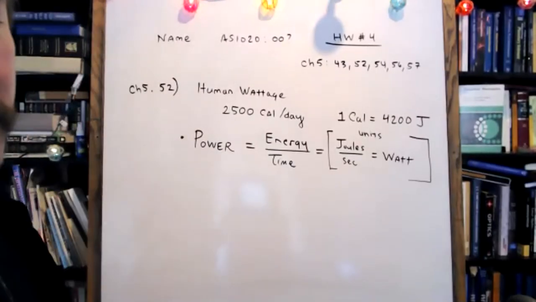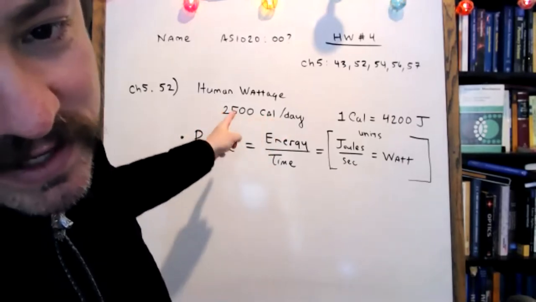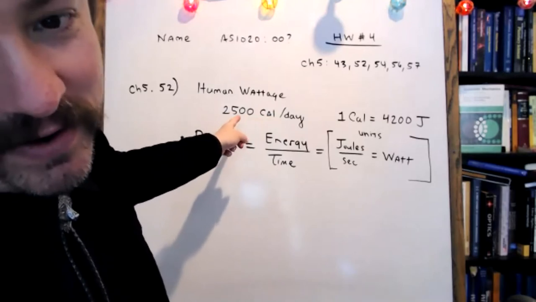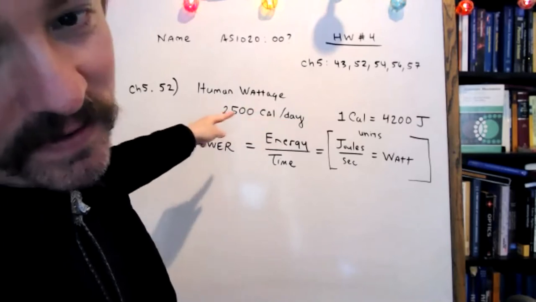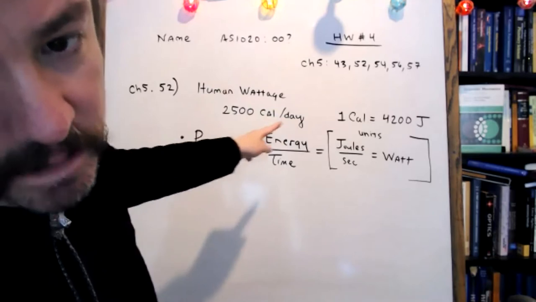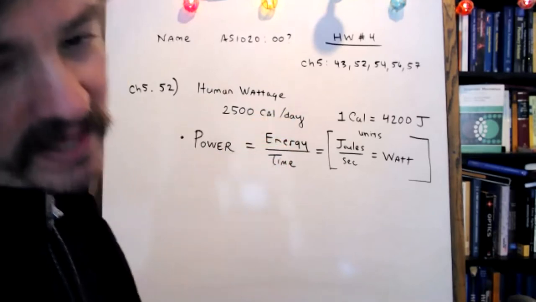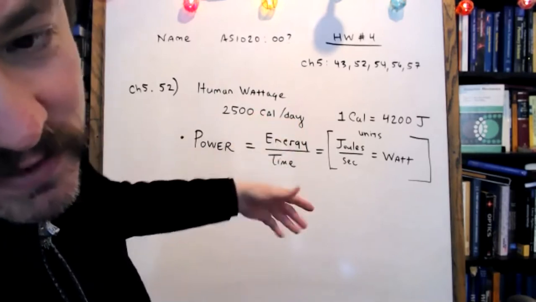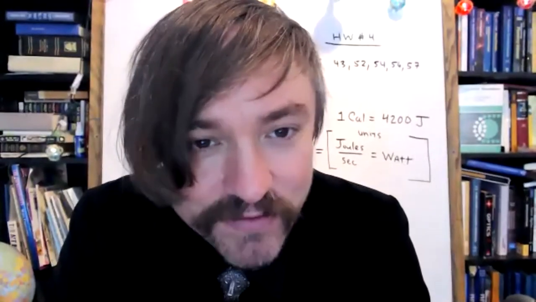Okay. A human being consumes close to 2,500 calories a day. Apparently, I've already hit about a third of that at my pizza this morning. So 2,500 calories a day is a power requirement because it's an energy per unit time. The thing is, they want you to convert from calories per day to watts. So guess whose job that is, Mateus? Our resident dimensional analysis expert, you.